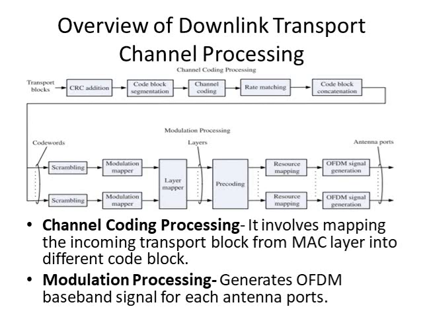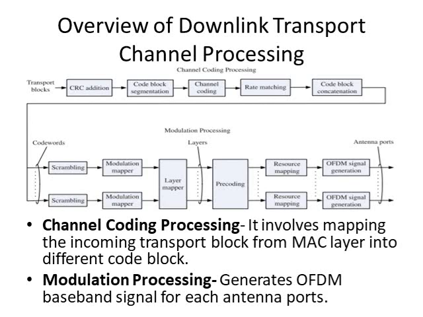Let us see then an overview of downlink transport channel processing. This is the block that we have. The figure shows an overview block. The downlink transport channel processing has been divided into two stages mainly: channel coding processing and modulation processing. Channel coding processing has 5 different blocks. In this video, we'll be concentrating on the channel coding processing's 5 different blocks and what happens in each block.